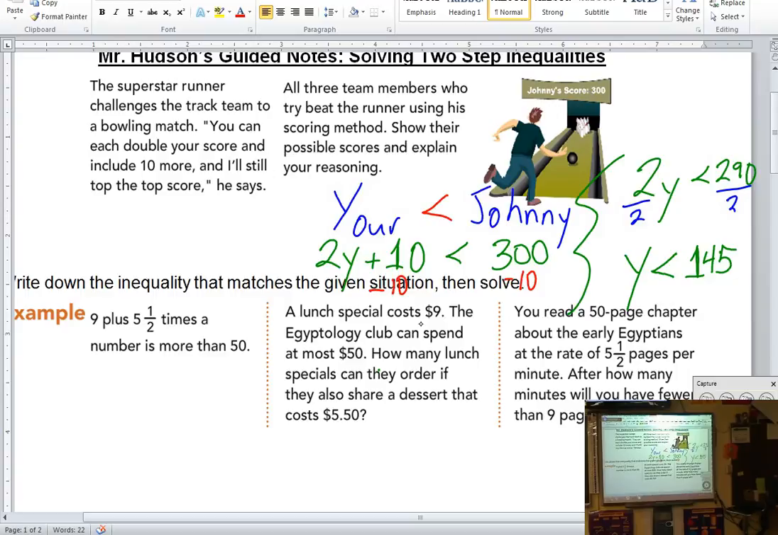All right, let's move on to our 3 examples here. We're going to write down an inequality that will match the situation given to us. So try to take the verbal situation, turn it into a numerical.